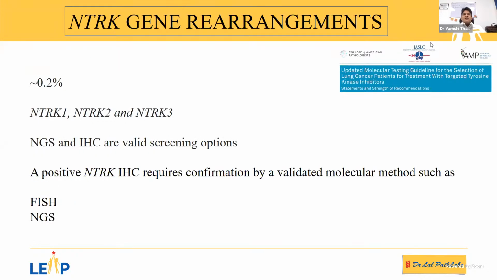The tumor agnostic marker, NTRK1, 2, 3 gene fusions, or rather gene alterations, gene rearrangements, are seen on IHC and NGS, and a positive IHC would require confirmation by a validated molecular method, which is FISH or NGS, like the other gene rearrangements.